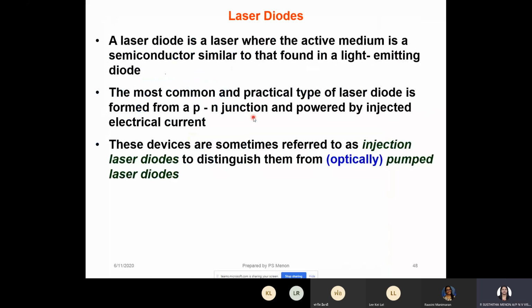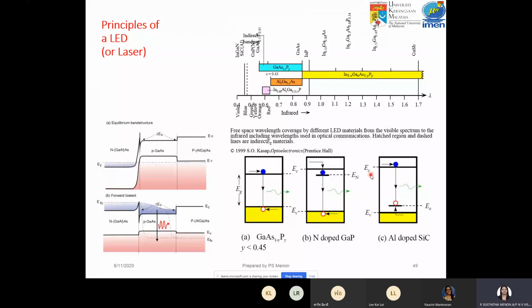More on laser diodes. The active medium is a semiconductor similar to what is found in a light emitting diode. So again, you have a PN junction and it's injected by electrical current. Sometimes we call them injection laser diodes to differentiate them from optically pumped laser diodes. This is a similar figure to just now, exactly the same. You have the equilibrium band structure. When you apply the forward bias, the band gap reduces and electrons and holes can recombine in the active region and light is emitted out.